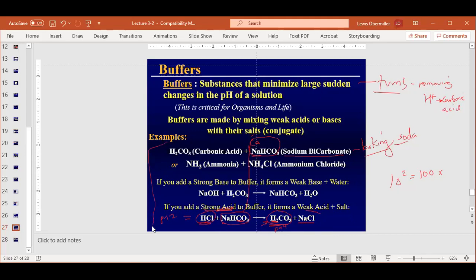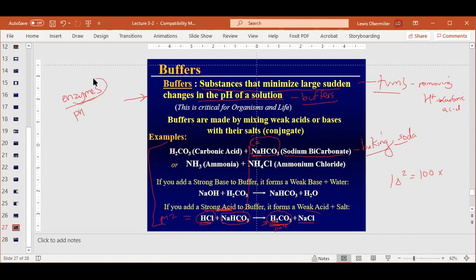And that's how this works. But the most important thing on this slide is that substances that minimize sudden changes in pH of a solution are called buffers. And anytime we're working with a biological system, we have to make sure that we are using buffers. So if we're working with enzymes in the lab, we have to make sure that the pH stays the same, because what happens if the pH changes?